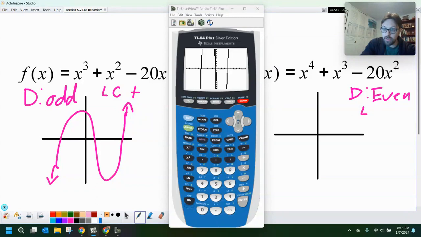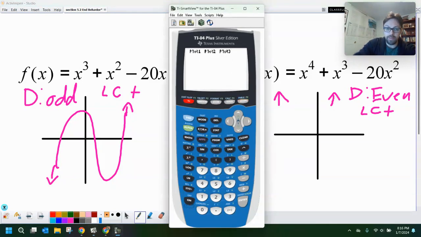If I check this one over here that has a degree that is even, and the leading coefficient again is positive. I know in general, since it's even, they'll either both be up or both be down. Since the leading coefficient is positive, they're both going to be up. So I should see a graph that looks something like this. Let's confirm that. I'm going to turn off that first one and turn on the second.